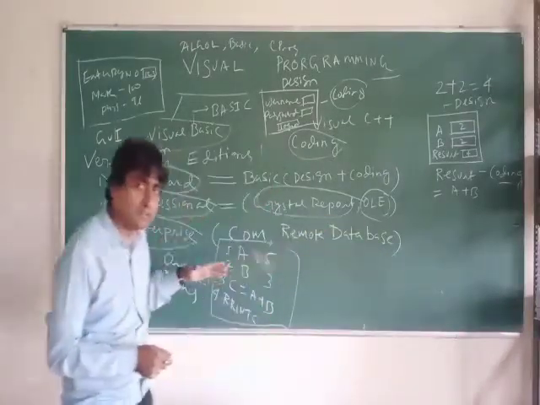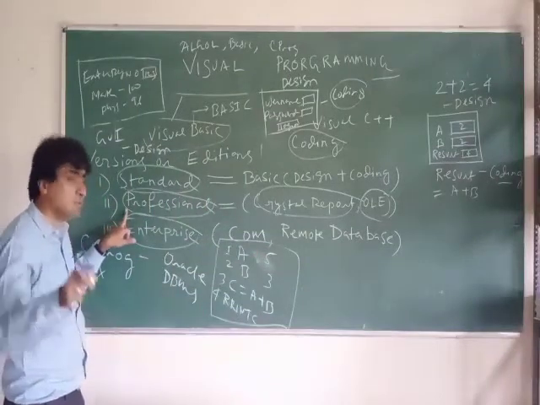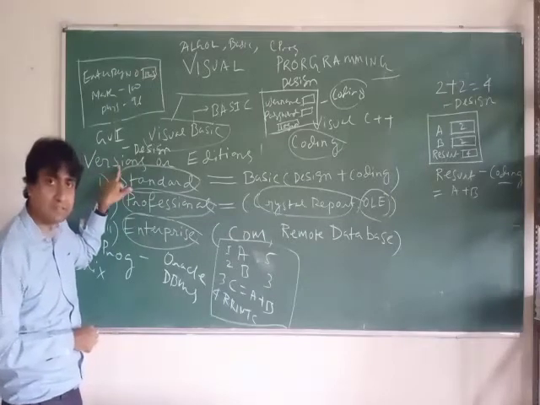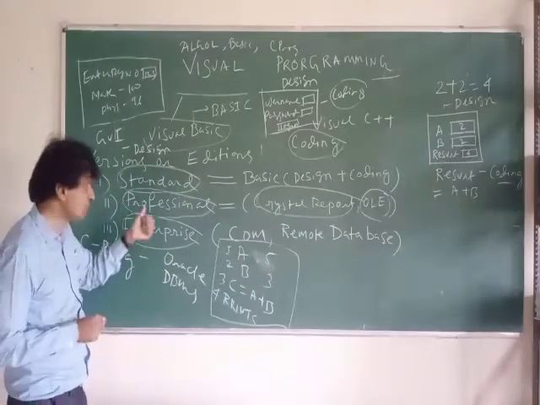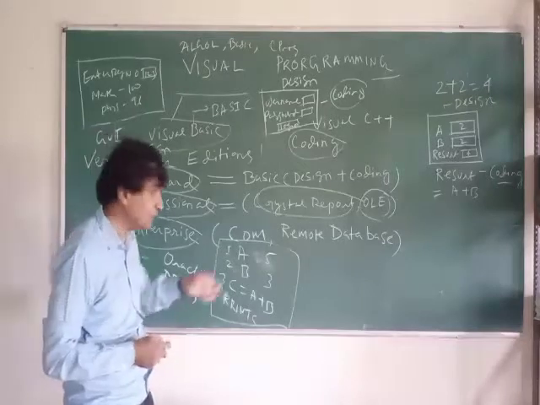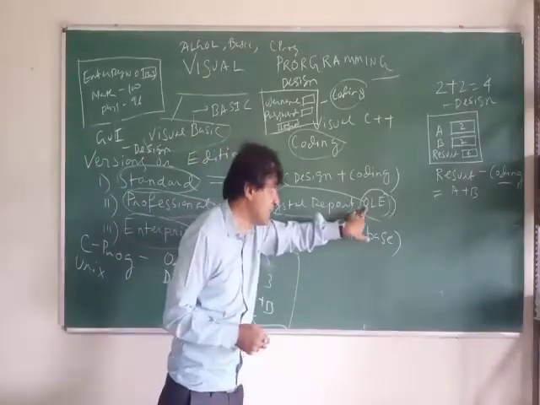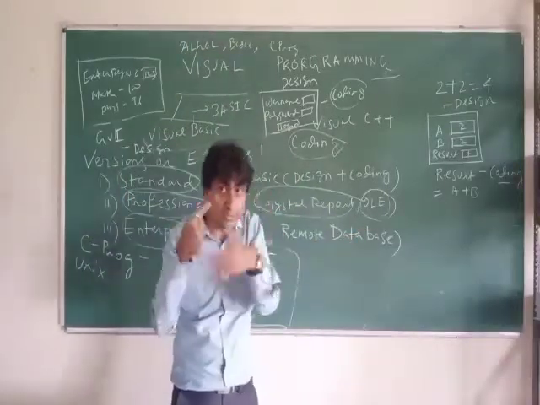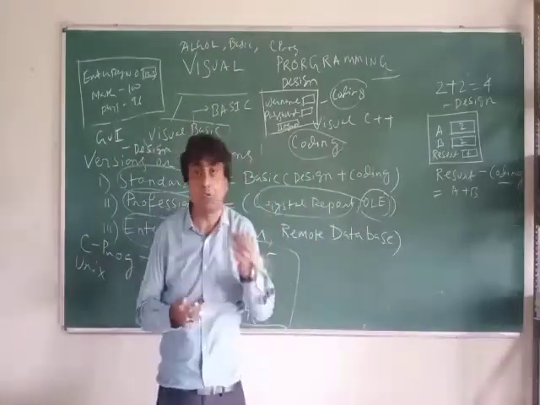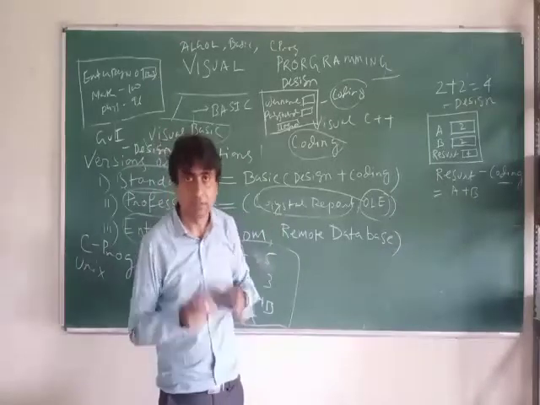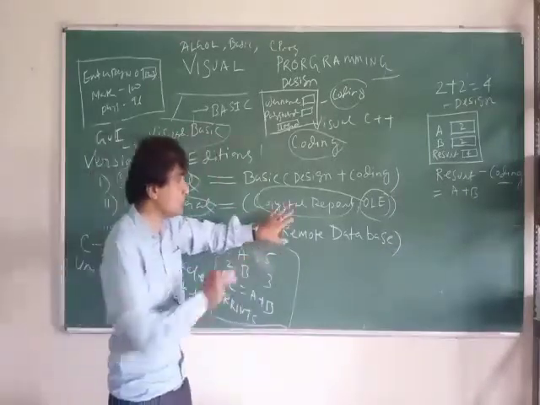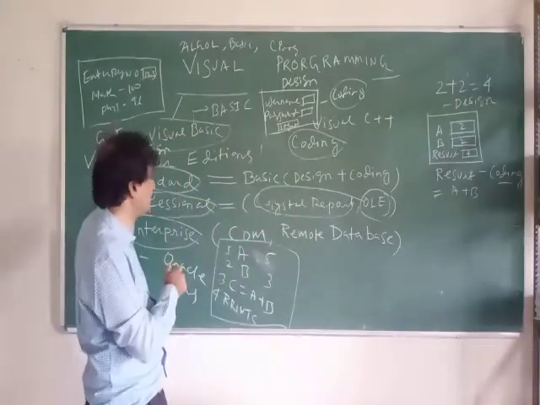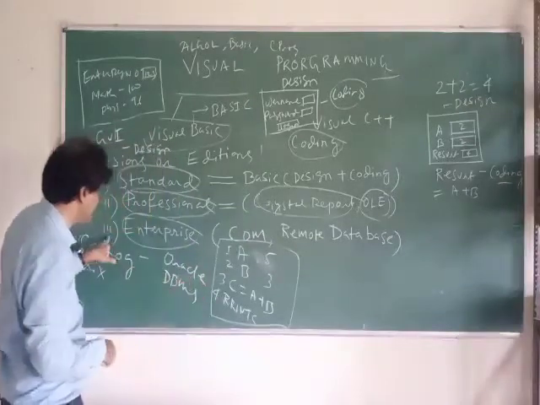So it is a feature of the professional or higher version of the Visual Basic edition, which is not there in the standard version. And one more is there, OLE, object linking and embedding. These two I will explain later in this chapter, after teaching some fundamentals. Just now you can assume these are the extra features which are not there in the standard version. Next is enterprise.